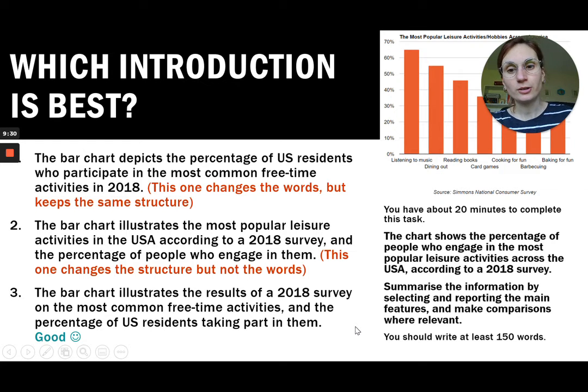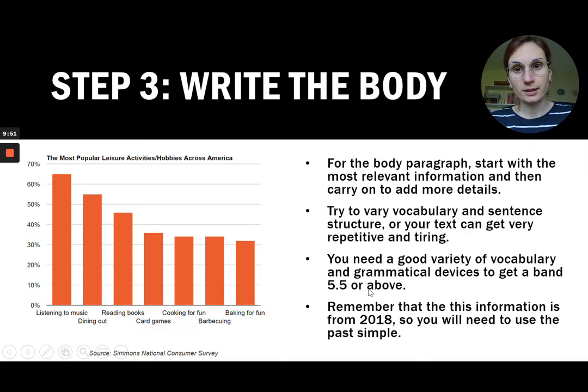The bar chart illustrates the results of a 2018 survey on the most common free time activities and the percentage of US residents taking part in them. So as you can see, it's very paraphrased, and that's acceptable. This is a good introduction. All right, so what's the next step?